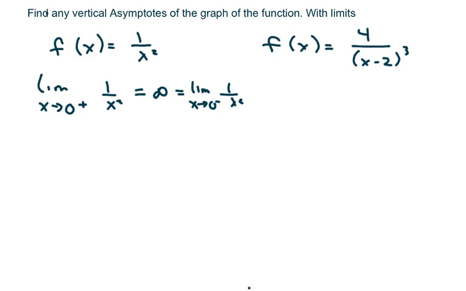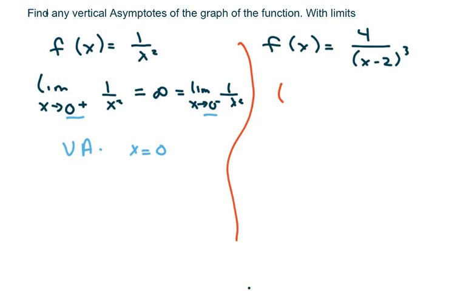and that graph goes to infinity, and also from the left. So therefore 0 is a vertical asymptote. Remember, it's a line.